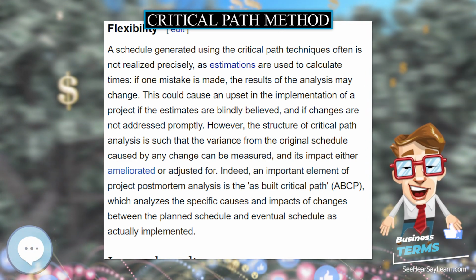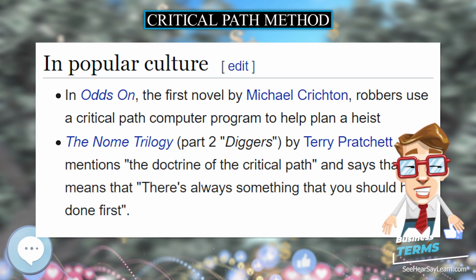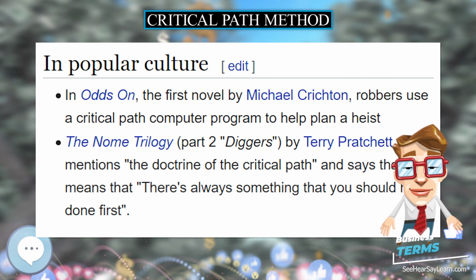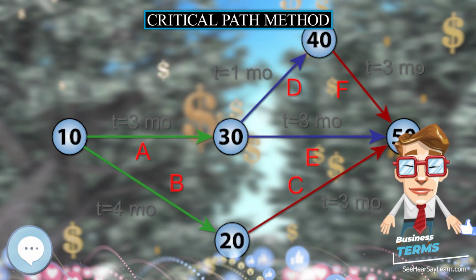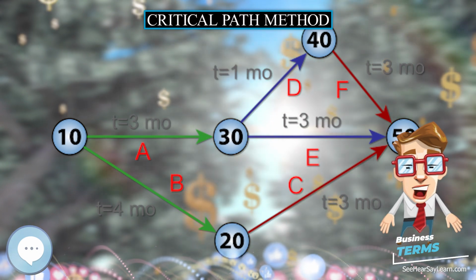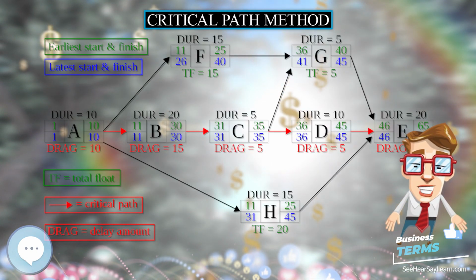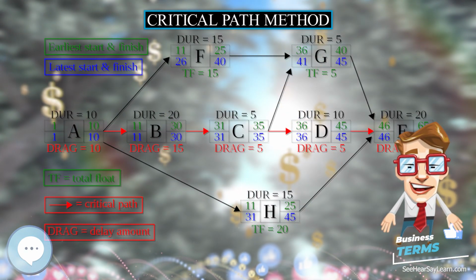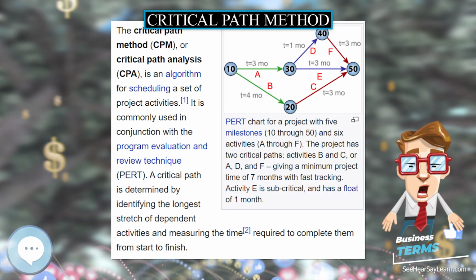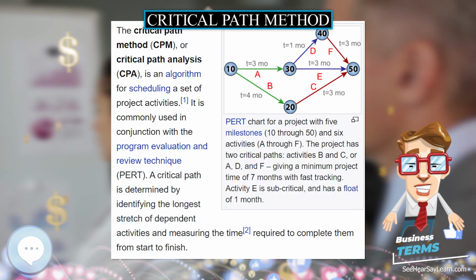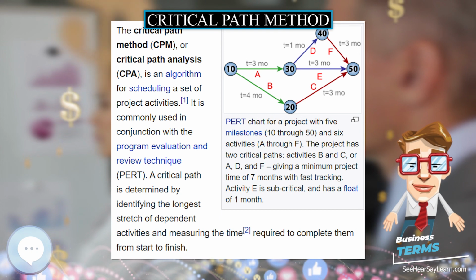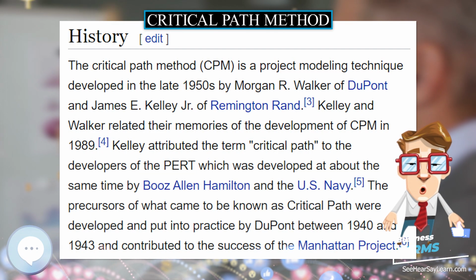Although the activity-on-arrow diagram, the PERT chart, is still used in a few places, it has generally been superseded by the activity-on-node diagram, where each activity is shown as a box or node and the arrows represent the logical relationships going from predecessor to successor, as shown here in the activity-on-node diagram.